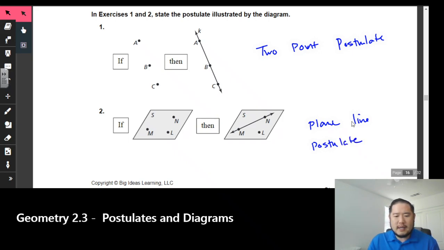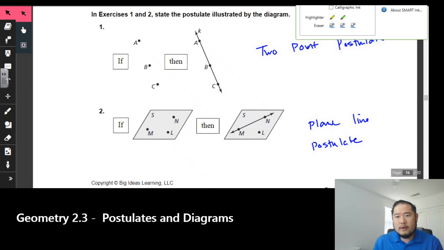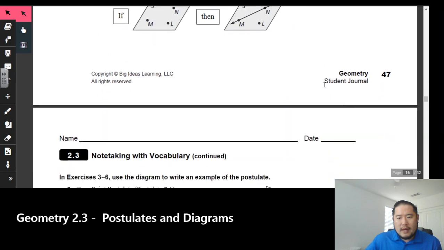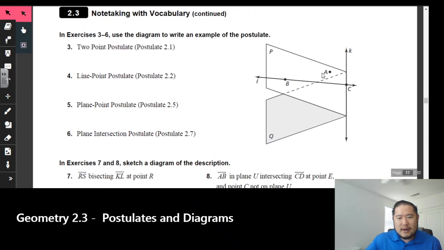In the plane line postulate, we have: if 2 points lie in the plane, then the line containing them lies in the plane as well. All right, moving along. Now we have to examine this one diagram right here on the left to help us answer numbers 3 through 6. Use the diagram to write an example of the postulate.